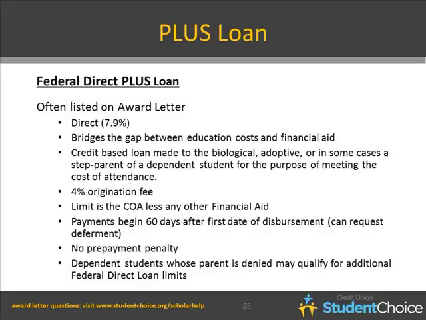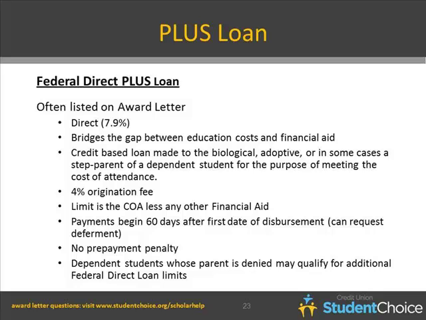The interest rate on the loan is 7.9% fixed interest rate, and there's a 4% origination fee tied to this loan. Now, the most that the parent can borrow is the cost of attendance less any financial aid. So if the cost of attendance is $20,000 and the student received $7,000, the most that the parent can borrow is $13,000.